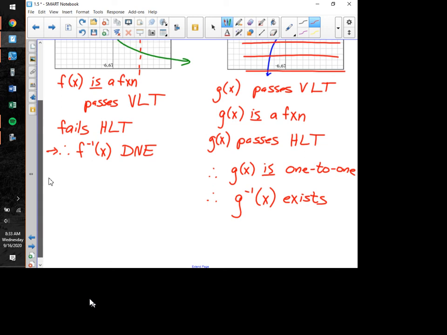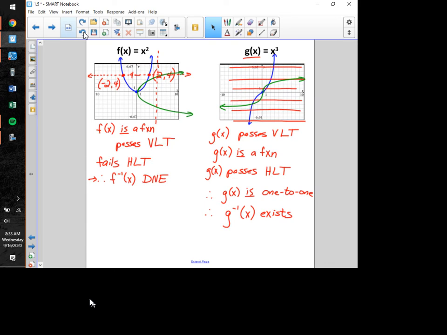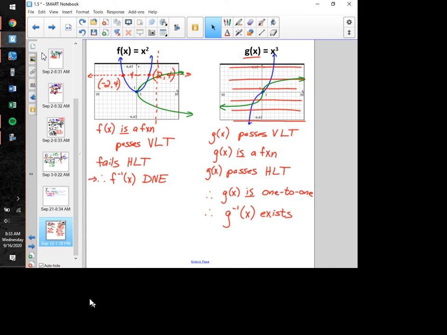Meaning that you can come up with the inverse of this and you can write the inverse as a function, which of course would be the cube root of x, which we did way back at the beginning of this lesson. All right, so those two graphs right next to each other illustrate the point of what's going on with one-to-one functions, and that's going to show up on your homework as well.